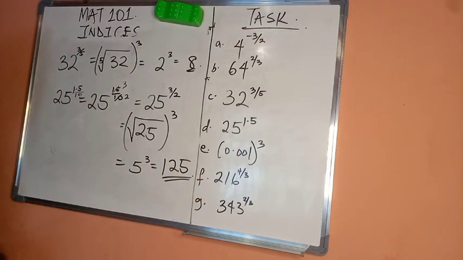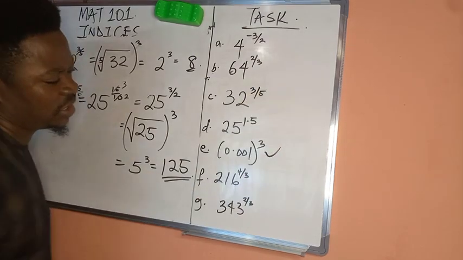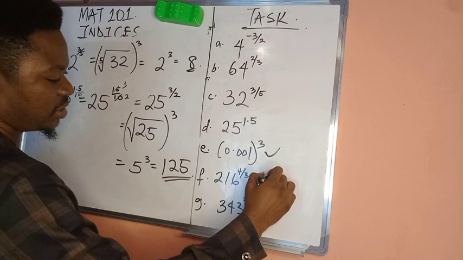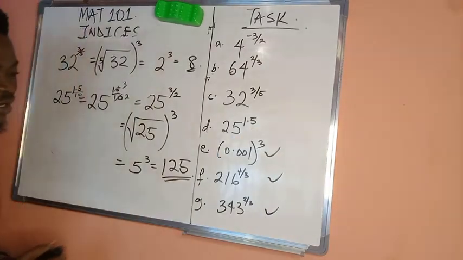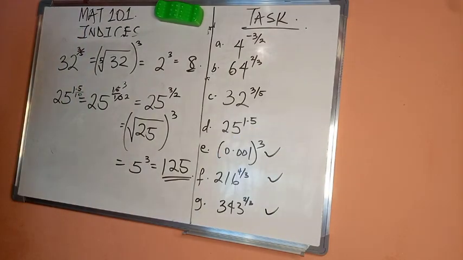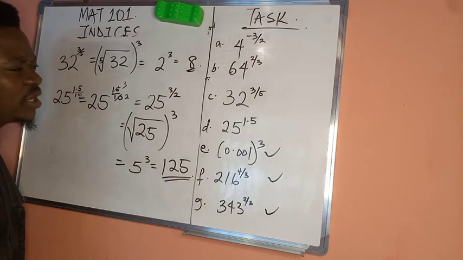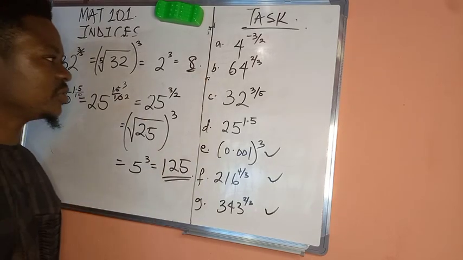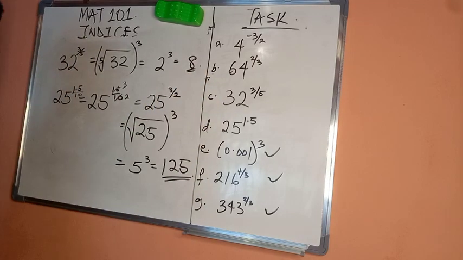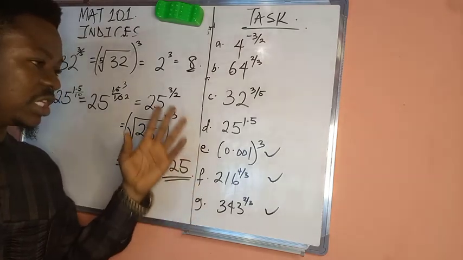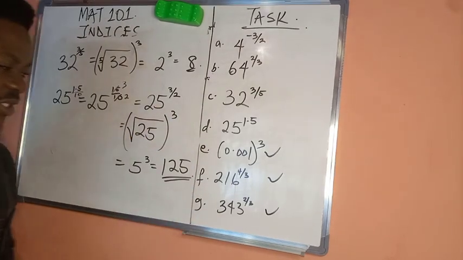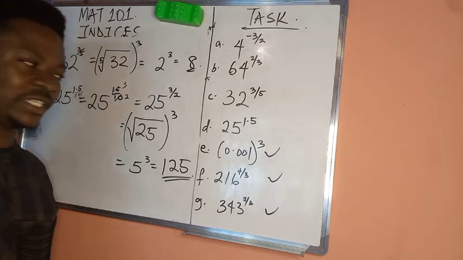As usual, I'd like you to do this. Leave your answer in the comment section. Let's see how good you are. Now also try that. I think we did not solve B, so you can actually try that too. Just do E, F, G, and B. Leave your answer in the comment section, and don't forget.